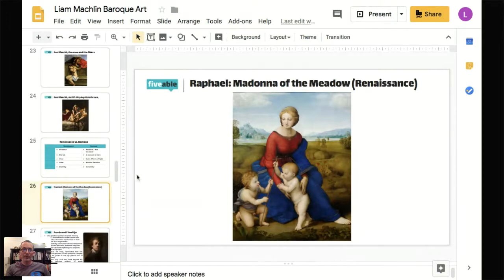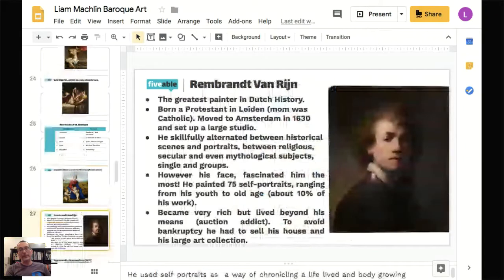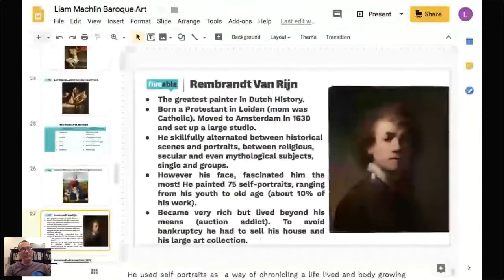All right, let's move into Rembrandt. Okay, so Rembrandt van Rijn. It's interesting how a lot of these artists pick their names. He grew up not far from a river, and that's where he took his last name. He's considered the greatest painter in Dutch history.